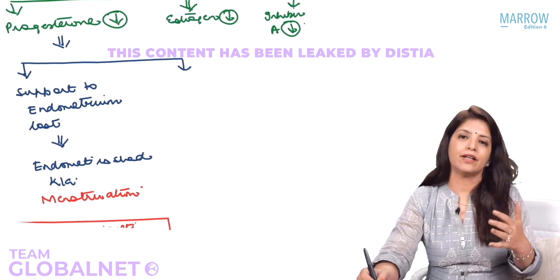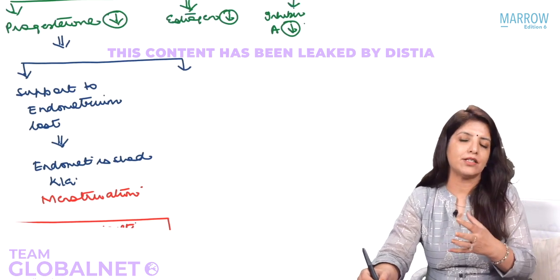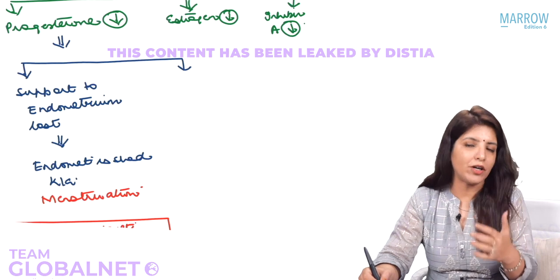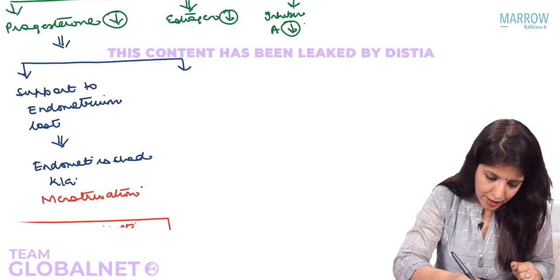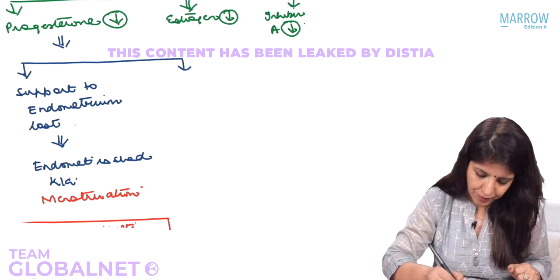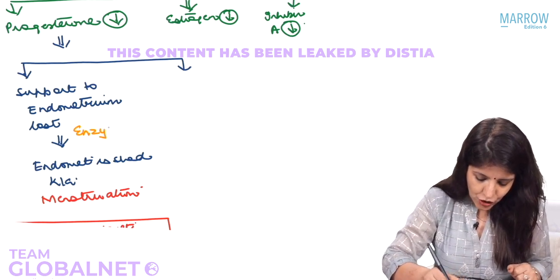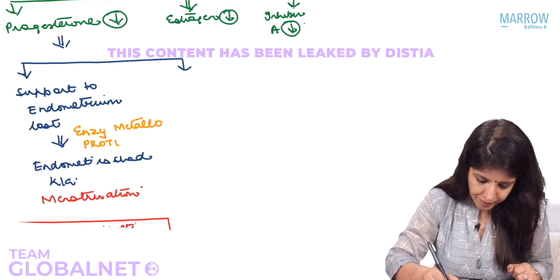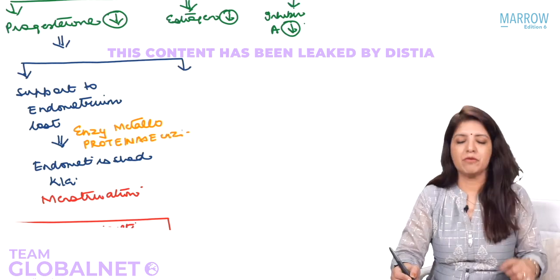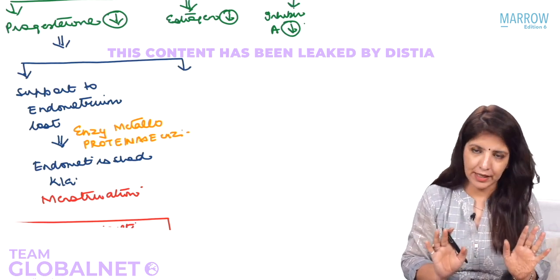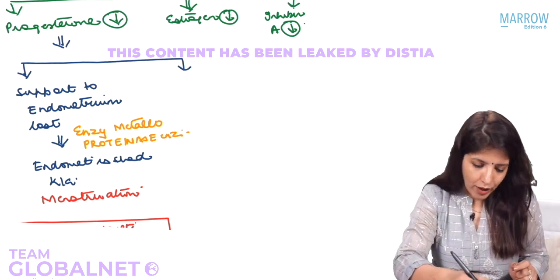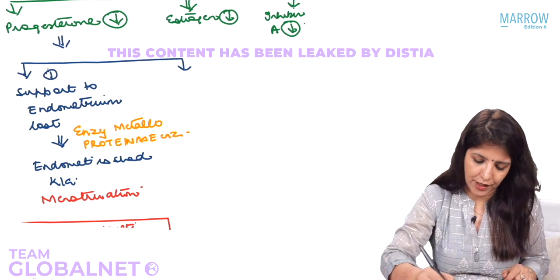Now, second thing, understand. When progesterone decreases, why is it that the endometrium is shed? The endometrium is shed because the support is lost and there is an important enzyme which is released here. The enzyme which is released here is metalloproteinase enzyme. This metalloproteinase enzyme leads to the shedding of endometrium. Clear?